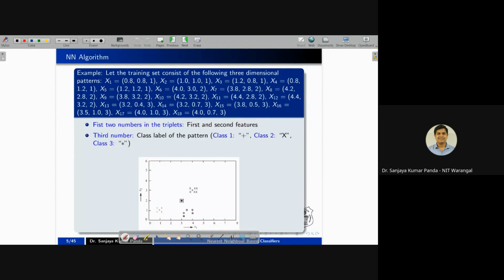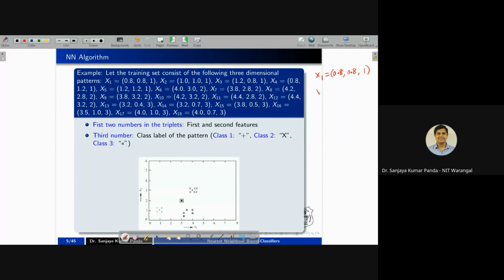So we'll take an example to understand this. If you have not understood the mathematical part, with this example it is easy to understand. For example, here I am showing you 18 different training patterns. You can see x1 is equal to 0.8, 0.8 and 1. What does it indicate? x1 is a point whose x coordinate is 0.8 and y coordinate is 0.8, and it belongs to class level 1.